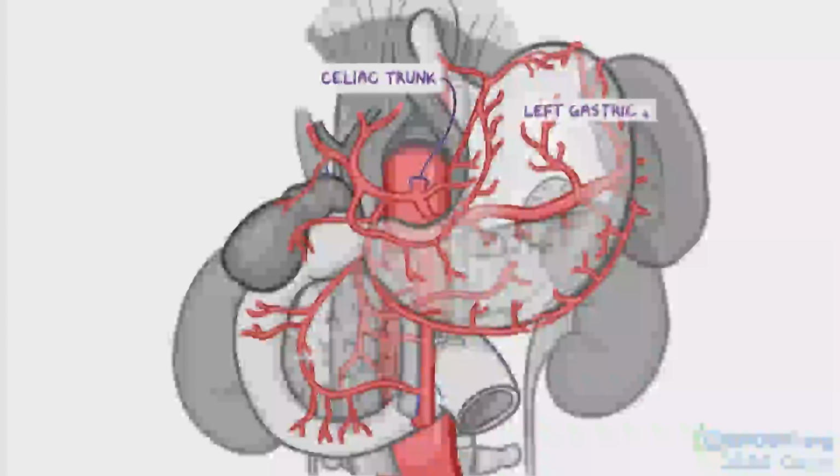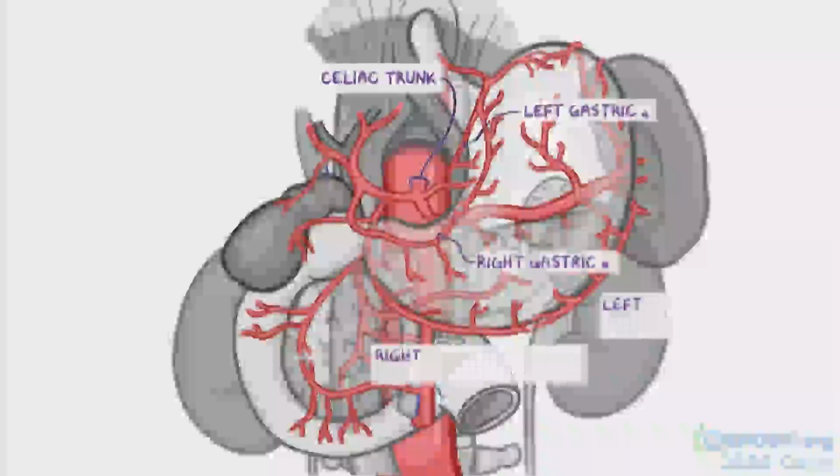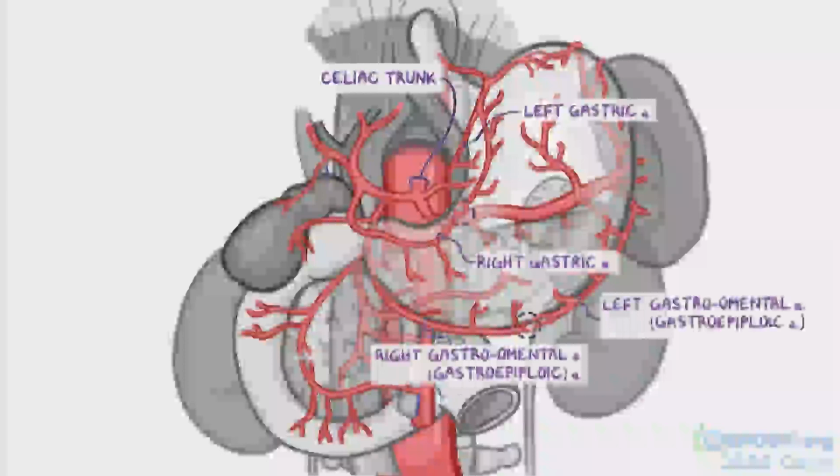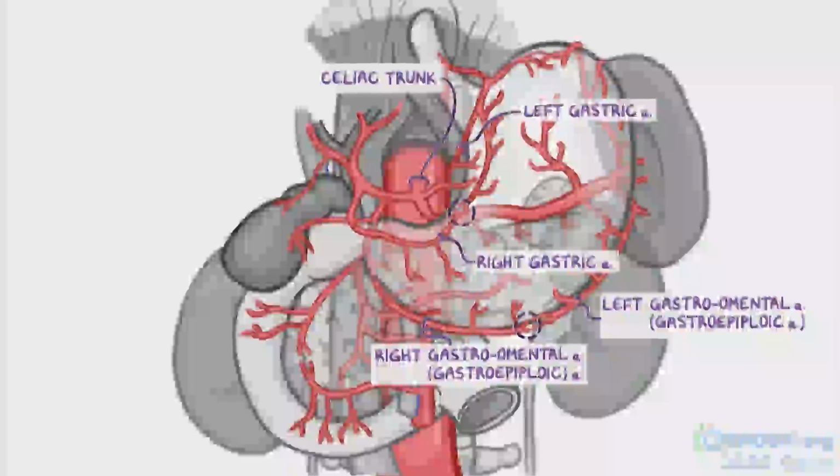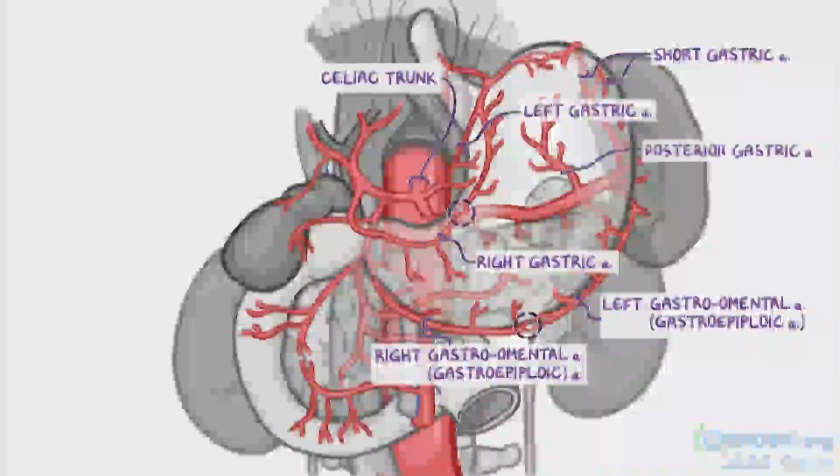Okay, let's move on to the arterial supply of the stomach, which is provided by branches of the celiac trunk. The lesser curvature is supplied by the left gastric artery and right gastric artery, and the greater curvature is supplied by the left and right gastro-omental or gastroepiploic arteries. Along these curvatures, the two gastric arteries and the two gastro-omental arteries will form anastomoses with each other. The fundus and the upper body are supplied by the short gastric arteries and posterior gastric arteries.